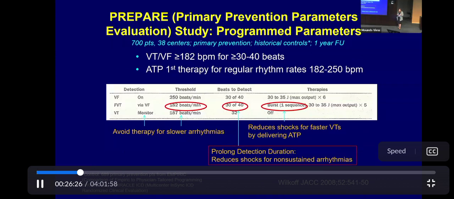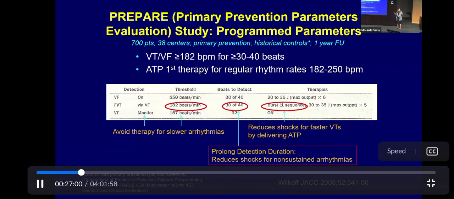PREPARE was one of the earlier ones. This was by Bruce Wilkoff, who is a giant in the field of electrophysiology, unfortunately passed away this past year, but has contributed so much to what we are today in devices. This is looking at just primary prevention patients, 700 centers, and they used historical controls. They didn't randomize, so you can argue that that's not the best way, but it was one of the earlier studies here.